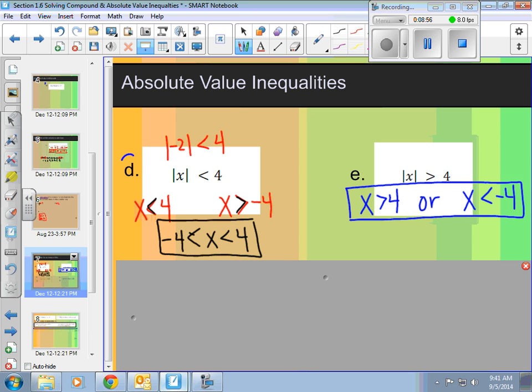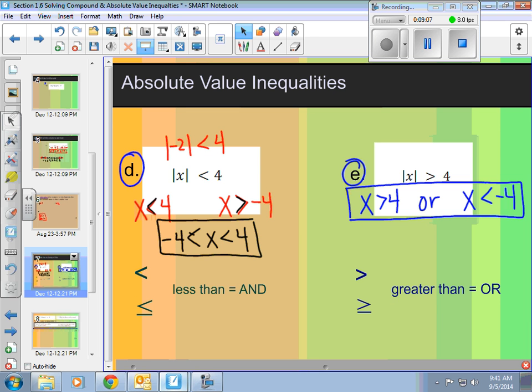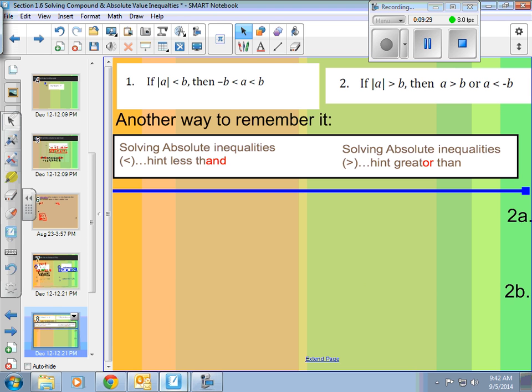I would like for you to graph the solutions for D and E. And one nice thing to know is a little trick. When we're dealing with absolute value and inequalities, if it is less than or equal to, you know it's going to be an and statement, like part D. If it's a greater than or equal to, like in part E, then you know it's going to be an or statement. So just to recap that, if the absolute value of A is less than B, then negative B is less than A is less than B.